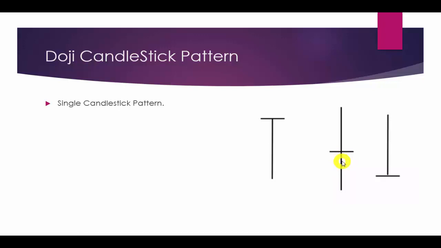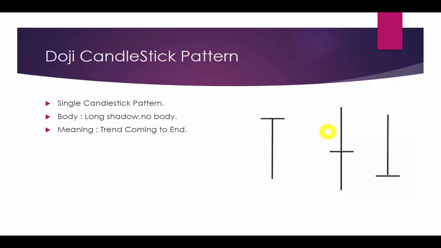So it is a single candlestick pattern. It has no body and long shadows. You can see here it has no body and long shadows. Basically, it means that the preceding or current trend is going to end. Whatever trend we have right now, that trend is going to end.